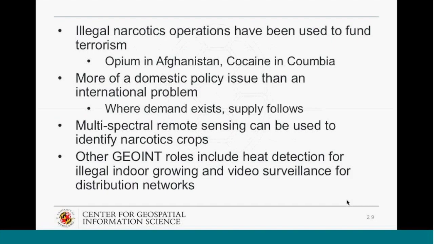One of the interesting GEOINT applications here is that you can use multispectral remote sensing to identify narcotics crops. You can literally see marijuana plantations from space using remote sensing imagery, and identify the unique spectral signatures that the plant has. I know that for a time this was used in California to find large grow operations. Of course, it's legal there now, so kind of a moot point, but before it was legalized there, there was some work doing that. Other roles for GEOINT in this domain: you can obviously detect heat in the infrared band, so for illegal indoor growing of marijuana, that would be one of the GEOINT things. And then, of course, video surveillance for any kind of criminal network, including a narcotics distribution network, can be very helpful.